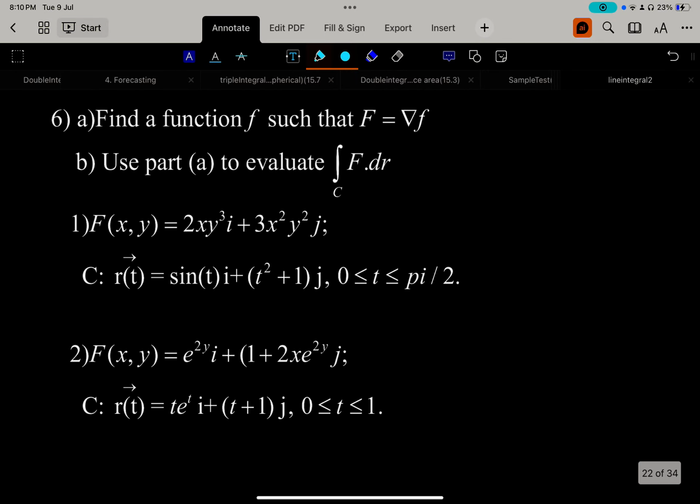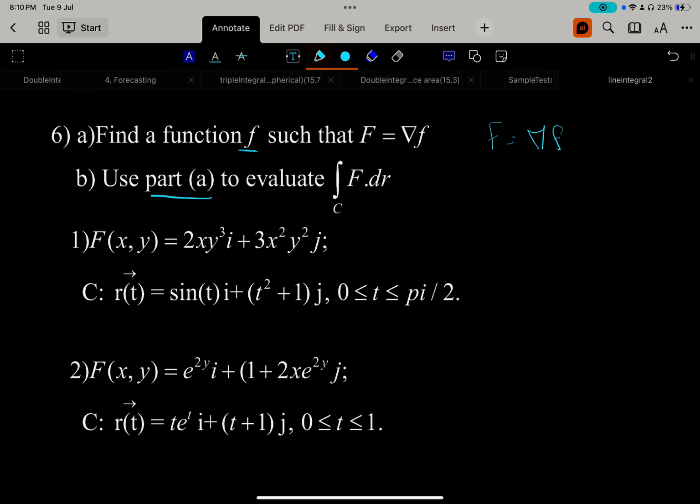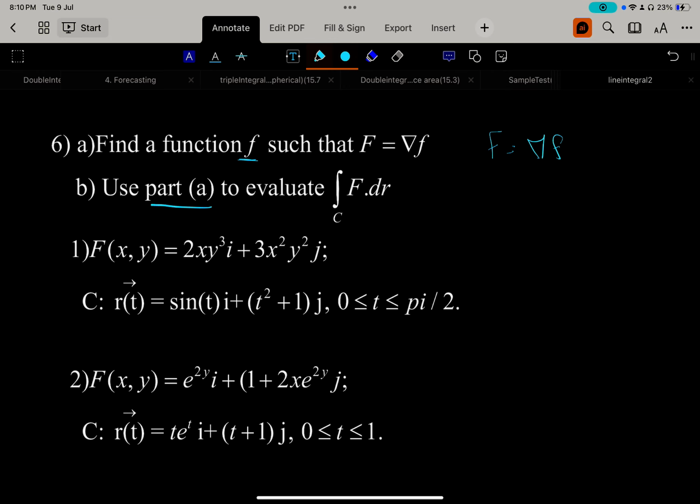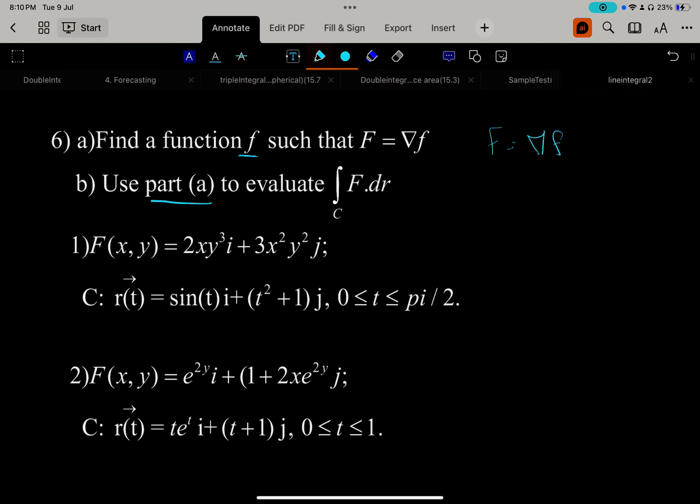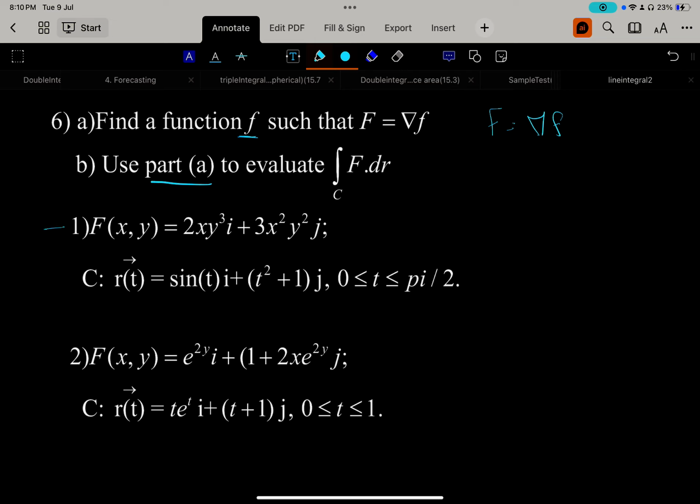Okay, so now he's asking us to find a function f such that F equals the gradient of f, and he wants us to use part A to evaluate this line integral. Okay, let's use part A to evaluate this line integral. So let's go for our first example. Now we want to find f.